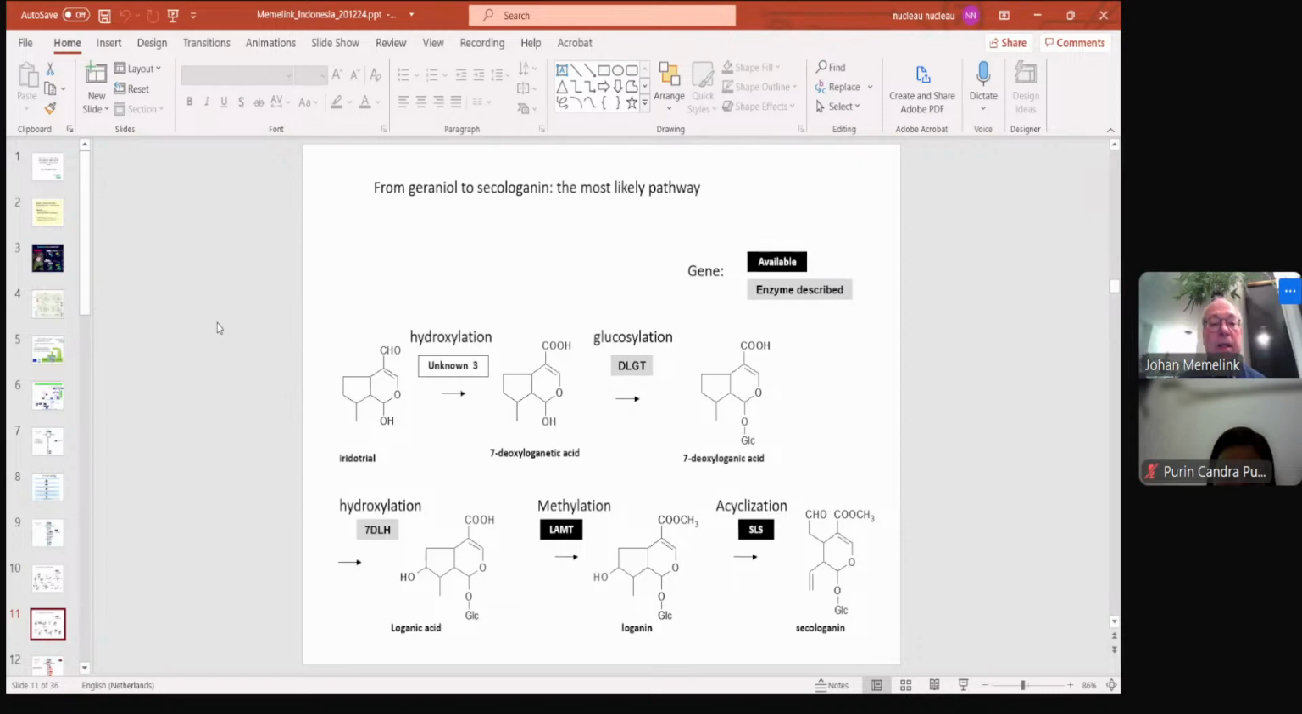Okay, this is the last part of the pathway, so it's the same story. For example, here at the DLGT step, there's a glucosylation happening. So you know that you're looking for an enzyme that belongs to the class of glucosylases.